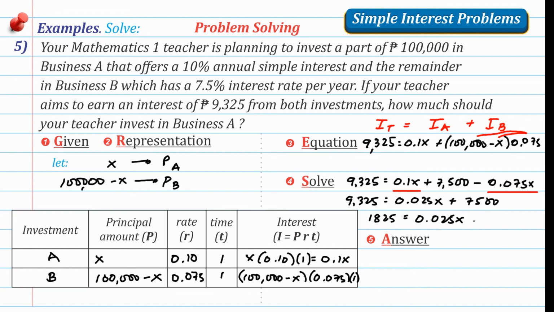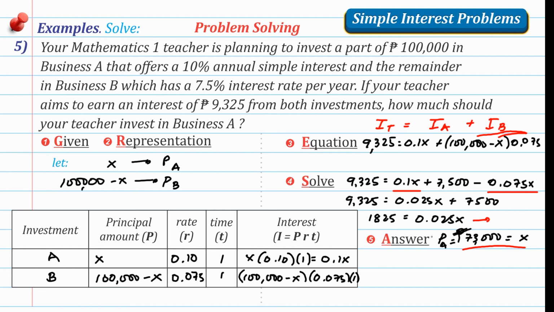0.025x. Nako, be careful here. Ano ang value ng x? Divide both sides by 0.025. It's equal to 73,000 pesos. Okay, now, what are we looking for? How much should your teacher invest in Business A? Business A is represented by X. Buti na lang sakto. Yan na yung sagot. It's the principal of A. It's equal to X, and it's 73,000 pesos.